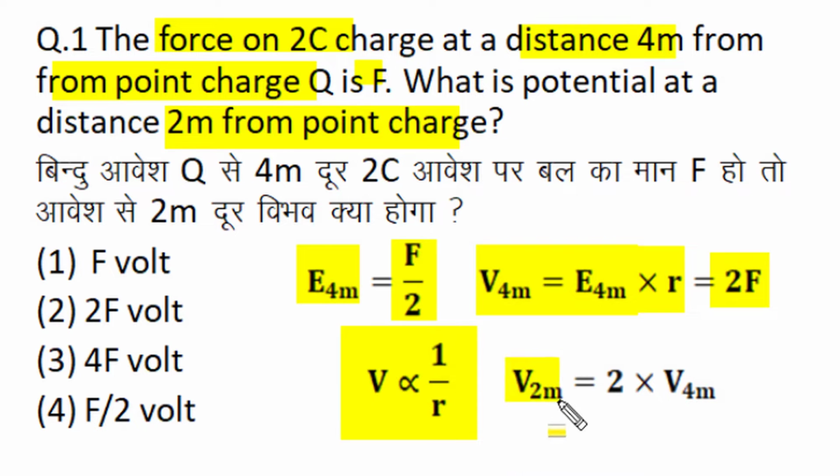So at 2 meter distance, which is half of 4 meter, potential becomes 2 times. So at 4 meter potential is 2F. So at 2 meter potential will become 4F in volt unit. So option 3 is right choice.